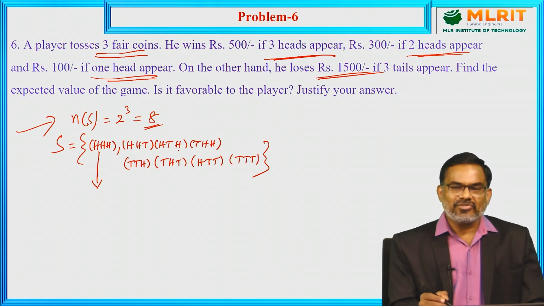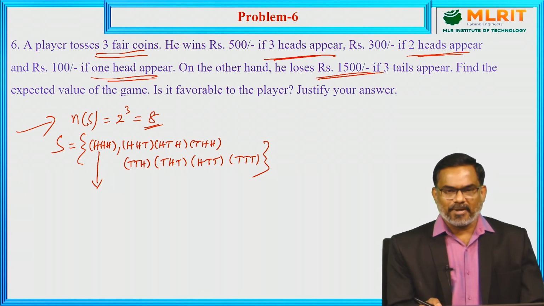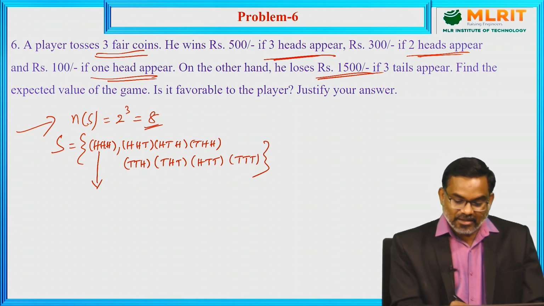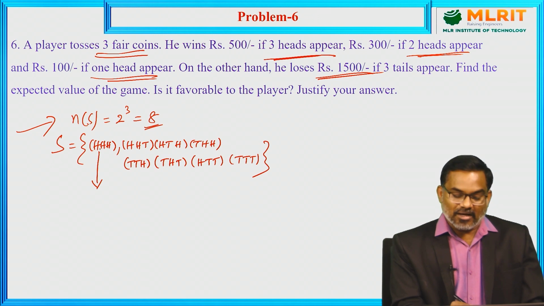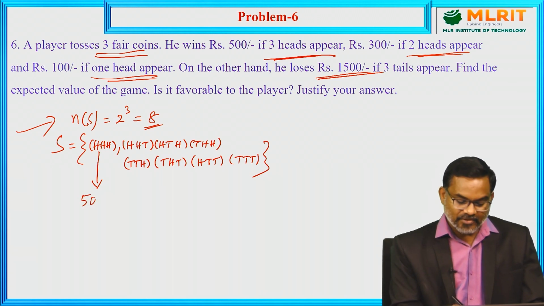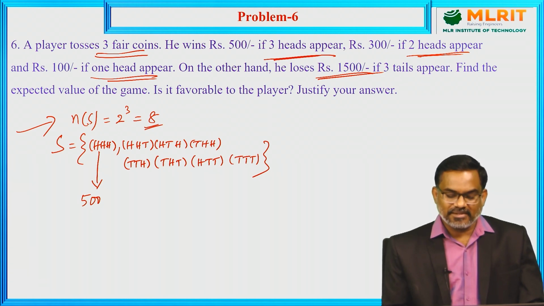And what is the definition of a random variable? Assigning a real number to each and every outcome of the experiment, even every non-numeric outcome. So here, if 3 heads appear, he wins rupees 500. So I can assign the real number 500 to getting 3 heads.